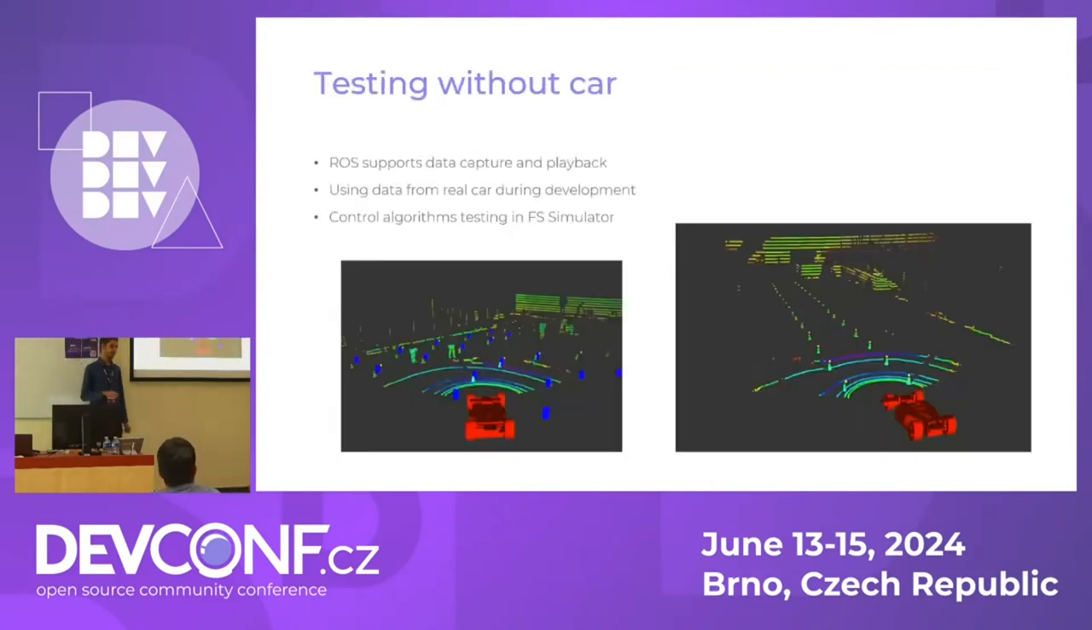Testing with the car is very hard because it consumes a lot of time and you don't have the car ready every day. So how did we achieve testing without it? Robot Operating System supports data recording and then playback. So one day we took the car to the track and recorded data from lots of different tracks and different times of day and so on. Then we can play it back and test it on our pipeline, so we have data from the real world to fine-tune the algorithms on. But for control algorithm testing, we still use the Formula Student Simulator, because you need to see how the car reacts to the inputs.